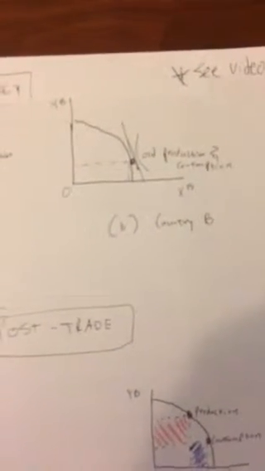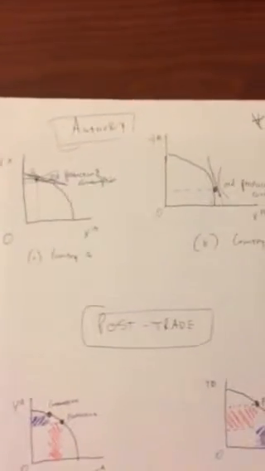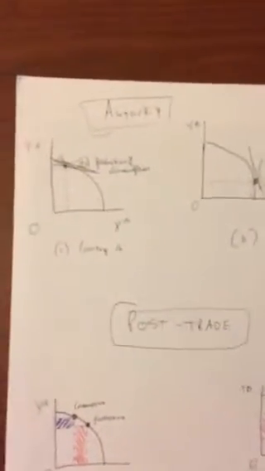They consume more of good X than they do good Y. And so they're at equilibrium as far as where they produce and consume. So because they don't trade, they produce and consume the exact same amount in their own respective economies.